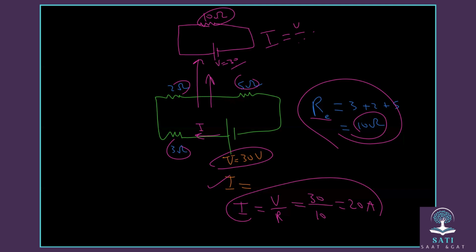So if you have many resistances in series, you can add them to make them one resistance, and you deal with the circuit as if you have only one resistance. So equivalent resistance in series, you add them: the first resistance plus the second resistance plus the third resistance. Okay, what about if they are in parallel? In series, the equivalent resistance equals R1 plus R2 plus R3 and so on.